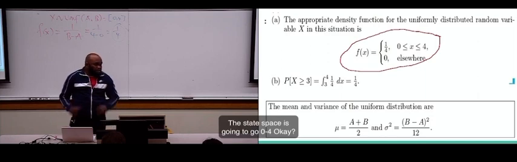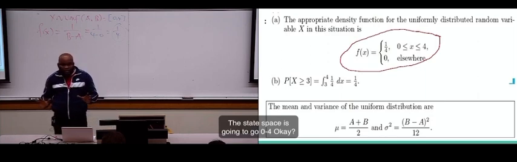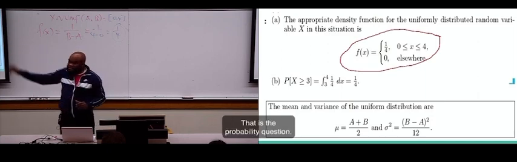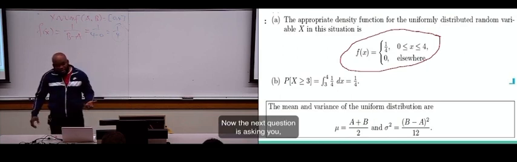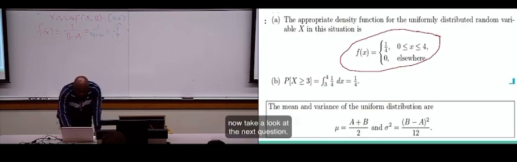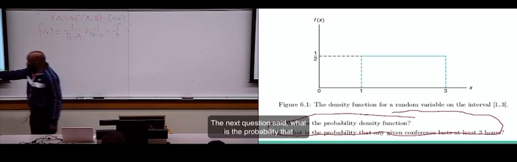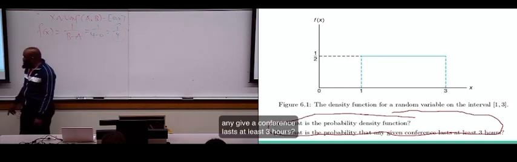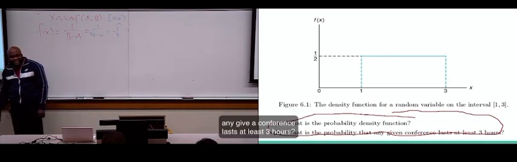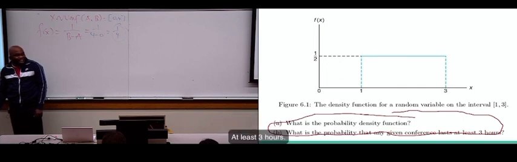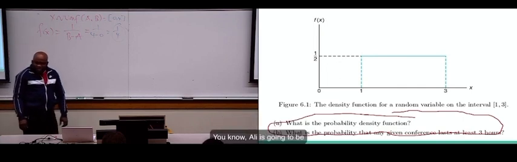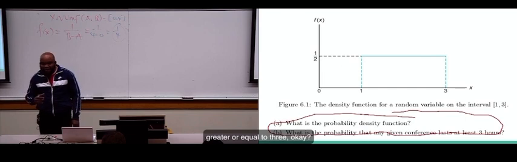Okay, the state space is going to go from 0 to 4. That is the probability density function. Now, the next question is asking, what is the probability that any given conference lasts at least 3 hours? At least 3 hours is going to be S greater or equal to 3.